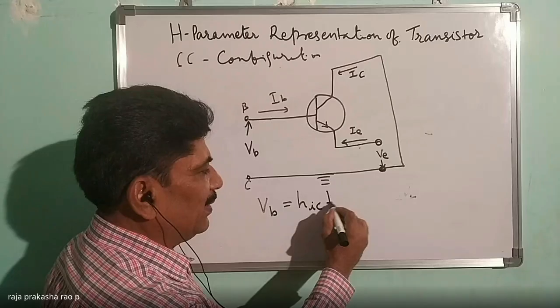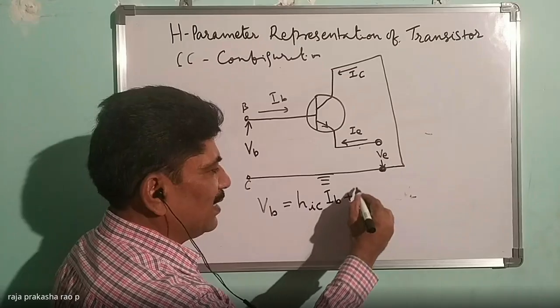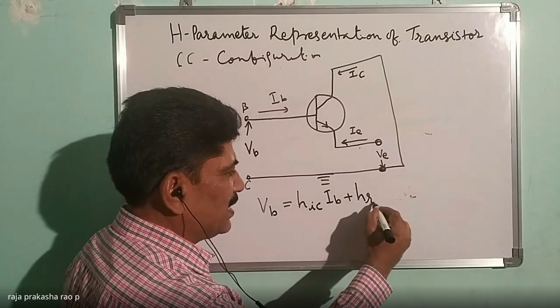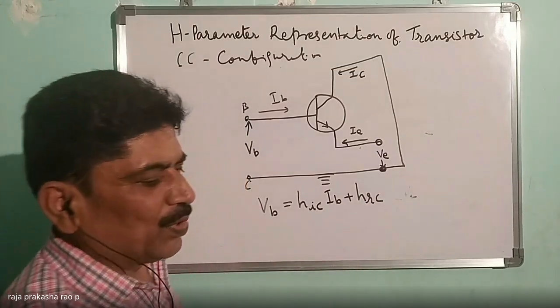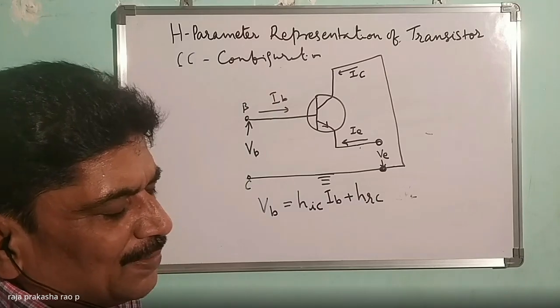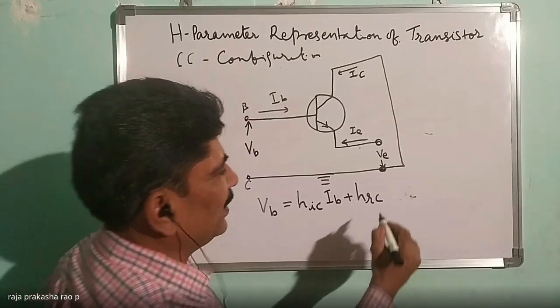IB. Very good. IB plus HRC into output voltage. What is output voltage here? VE. Right, VE.